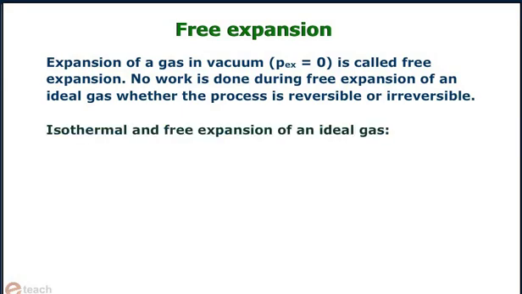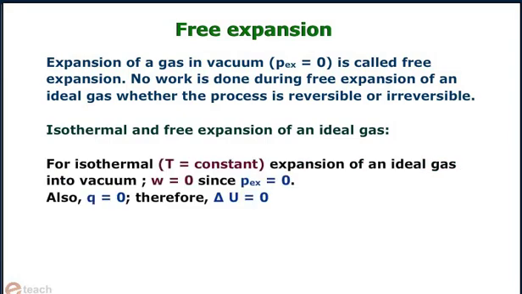Isothermal and free expansion of an ideal gas. For isothermal, that is when T equals constant, expansion of an ideal gas into vacuum, W equals 0, since external pressure equals 0. Also, Q equals 0. Therefore, delta U equals 0.